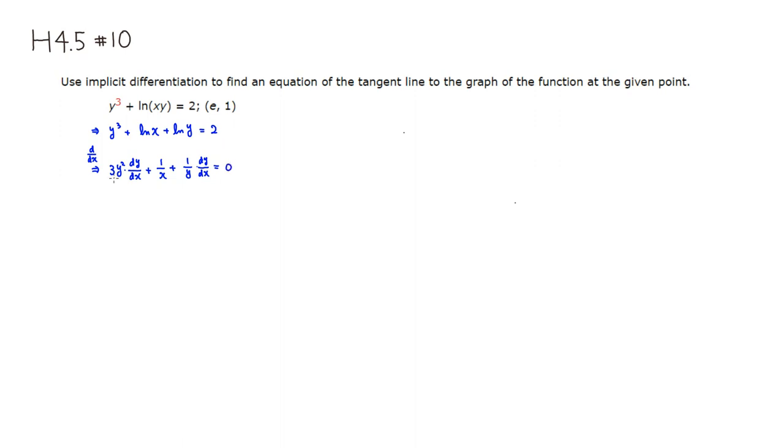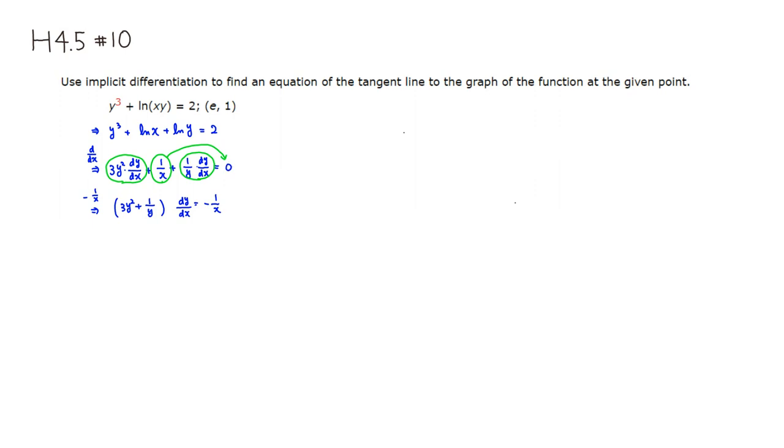I'm going to group the terms with the dy over dx together and pull out the dy over dx. So we have dy over dx times 3y squared plus 1 over y. Then I'm going to put this term over to the other side by subtracting 1 over x, so you have negative 1 over x.